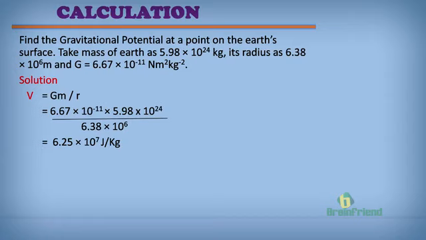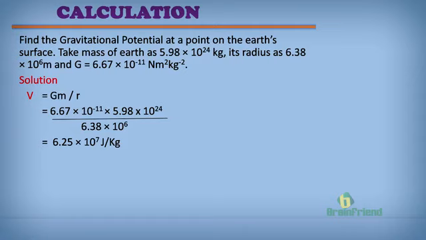Now, let's look at this calculation based on gravitational potential. It says find the gravitational potential at a point on the Earth's surface. Take the mass of the Earth as 5.98 times 10 raised to the power 24 kilograms.